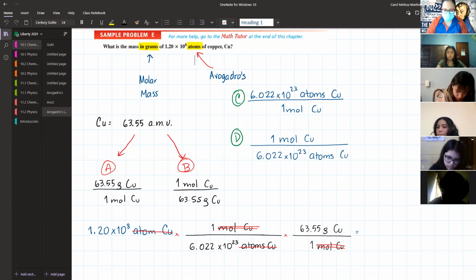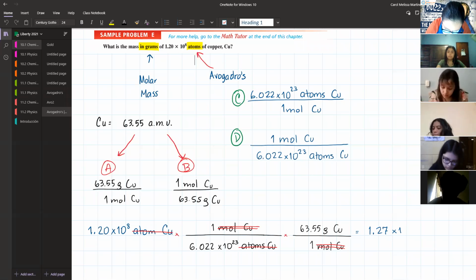How much do you get? 1.27 times 10 to the negative 14. And the units? Grams of copper.